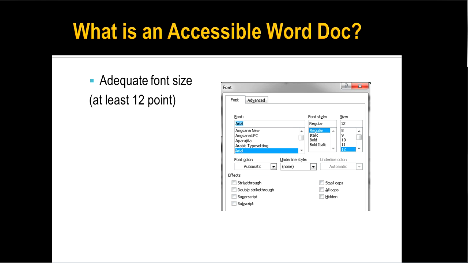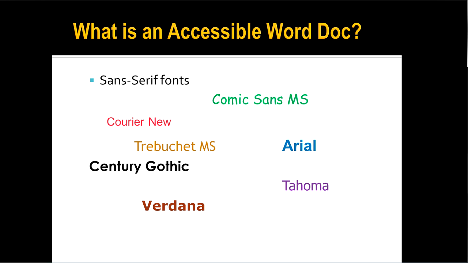Accessible Word documents also have an adequate font size of at least 12 point. Any smaller font size than this will be difficult to read for students with visual impairments. There are also a variety of fonts that are easier for students to read. These are called sans serif fonts. These fonts do not have the feet or tails on the bottom of each character. Some examples are Courier New, Arial, and Tahoma.